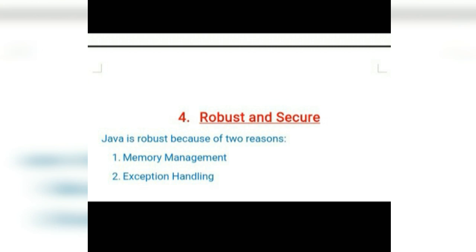Fourth, robust and secure. Java is robust because of two reasons, that is memory management and second, exception handling. Robust in the sense means strong. Java is a robust language. It provides many safeguards to ensure reliable code. It has strict compile time and runtime checking for data type. It is designed as a garbage collected language, relieving the programmers of virtually all memory management problems.